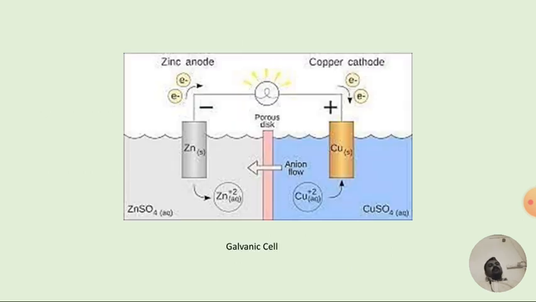At the anode, you can see the picture here of the galvanic cell: the zinc anode donates electrons, so it gets oxidized and becomes zinc 2 plus in aqueous solution. Then the copper cathode absorbs the electrons, so it gets reduced. This is the example for galvanic cells. The transportation of electrons is giving the power.